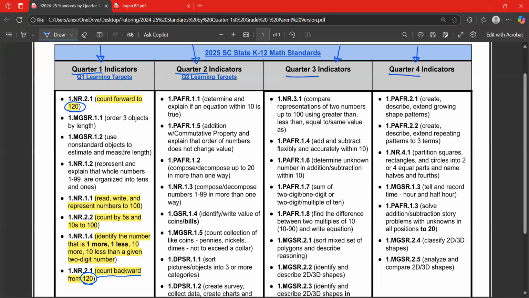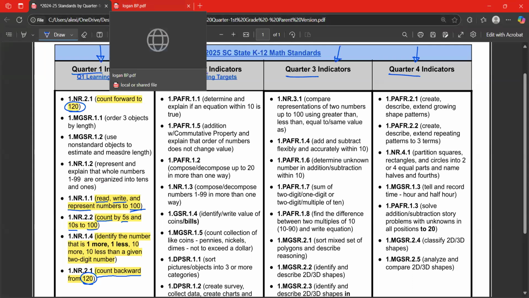And then you got to be able to read, write, and represent numbers to 100. I know you can write some numbers, but how many numbers can you write? Can you write all the way up to 100? Can you read the numbers up to 100? Then you got to be able to count by fives and tens all the way to 100. So that's 5, 10, 15, 20. That's called skip counting. So let's go over to our lesson page and let's see what we can do for today.